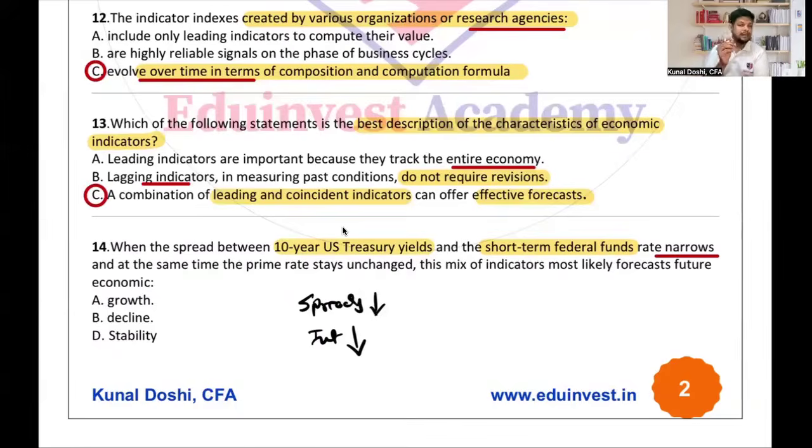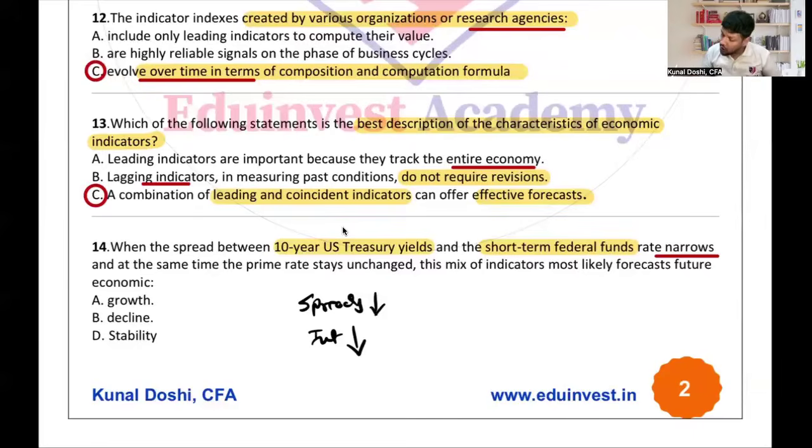Very interesting thing. The bond yields are a leading indicator. The S&P 500 or any index is a leading indicator. But interest rates decided by the bank, like the prime rates, are a lagging indicator. Very minor difference in this. Now, coming to the point, the spreads are narrowing, which means the general interest rates are going down.